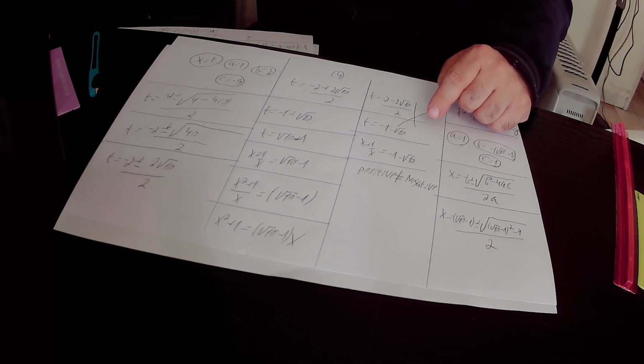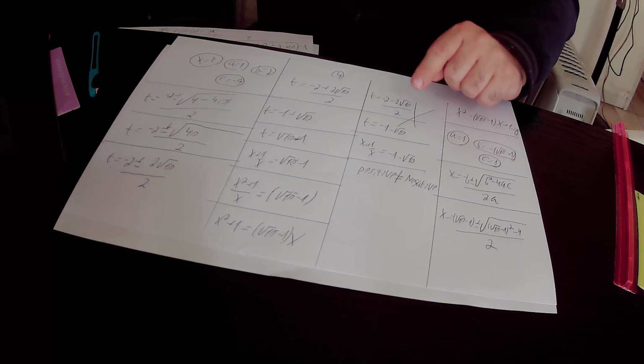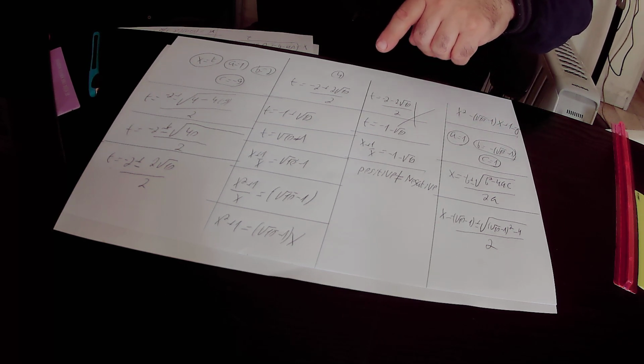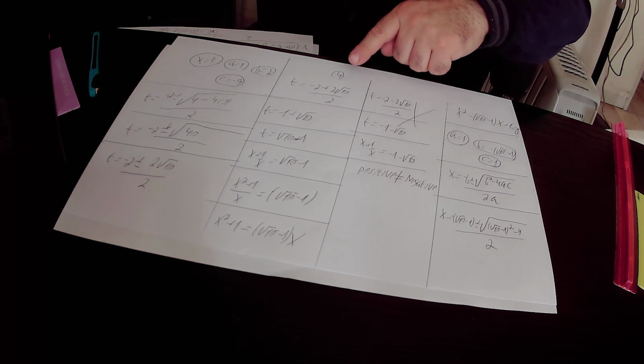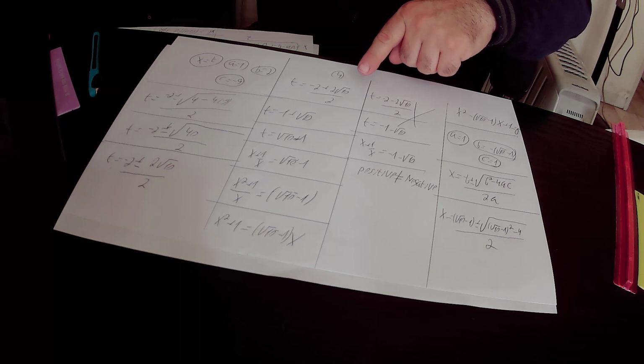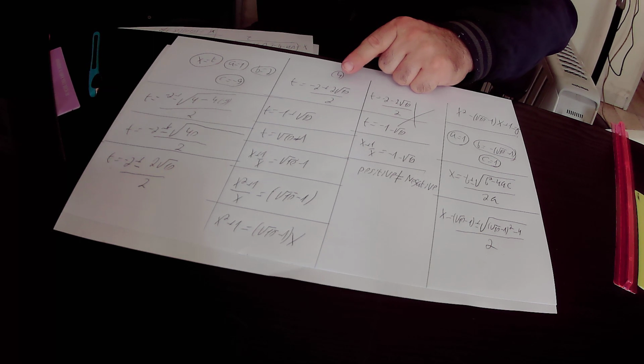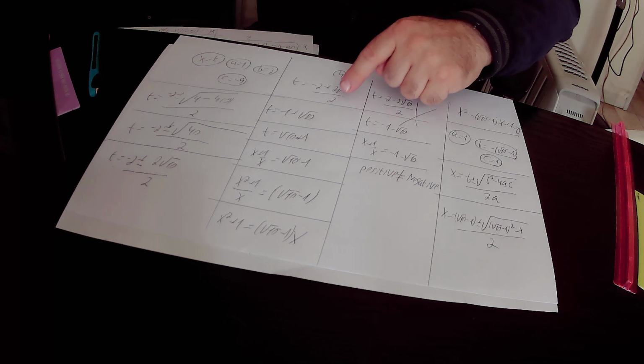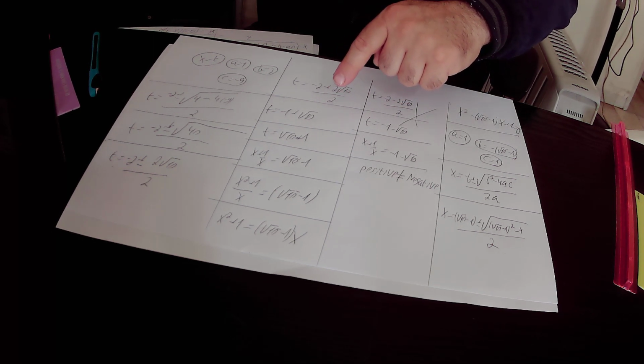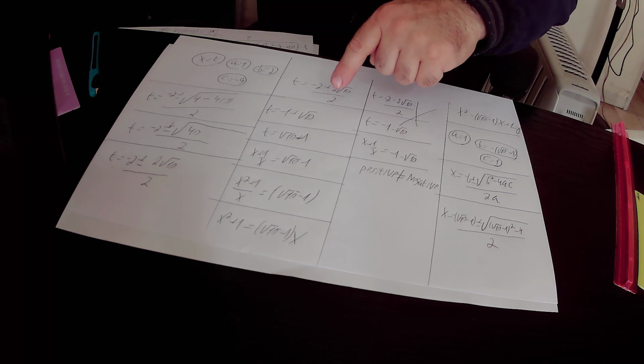We cancel this solution and we are left with the only solution, that t equals minus 2 plus 2 times the square root of 10, over 2. Here, minus 2 over 2 is minus 1, and 2 over 2 is 1. So in conclusion, we found out that t equals minus 1 plus the square root of 10.